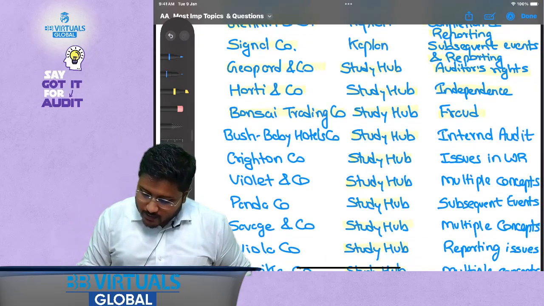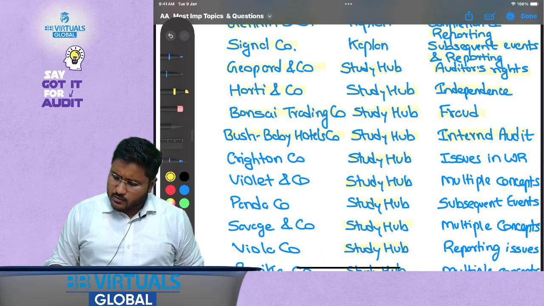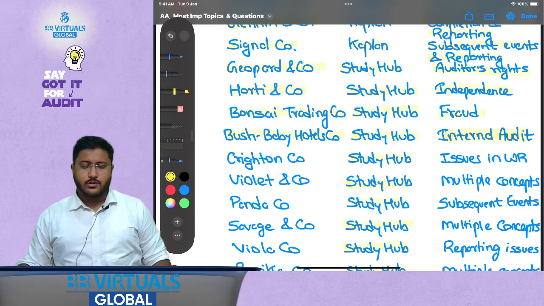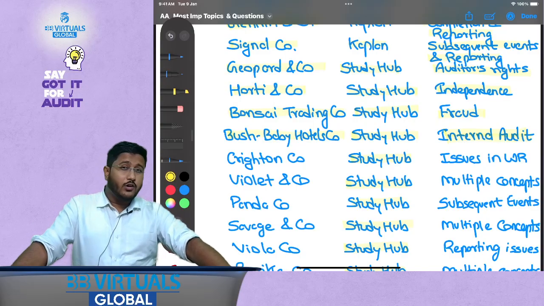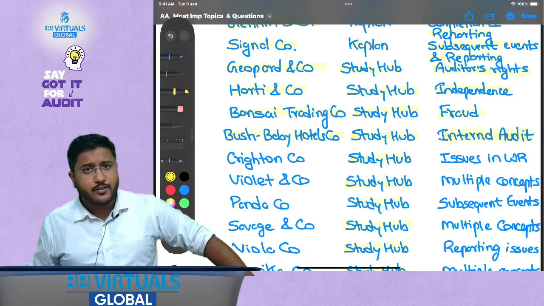Then Bush Baby Hotels Company. This talks about internal audit. But sir, we have already covered internal audit in one question, right? But this question is fully dedicated to internal audit, and this is a very beautiful question. So you should definitely solve it.